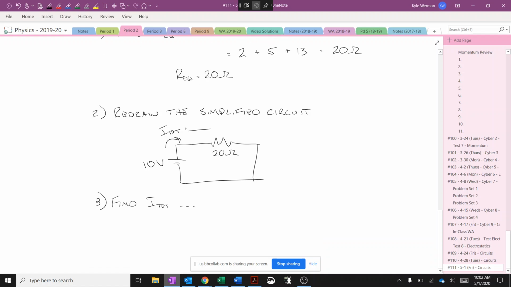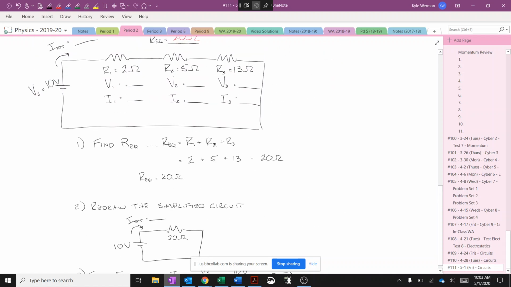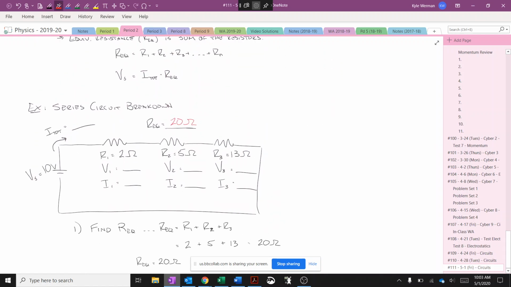I total is always going to be equal to the supply voltage over that equivalent resistance. V equals IR, or I equals V over R. And so if I take 10 volts, the supply, over that 20 ohms, I get an equivalent resistance of 1/2 of an amp. And so I can go back into my table now, and I now know that I total is 1/2 of an amp, right? Or 500 milliamps.